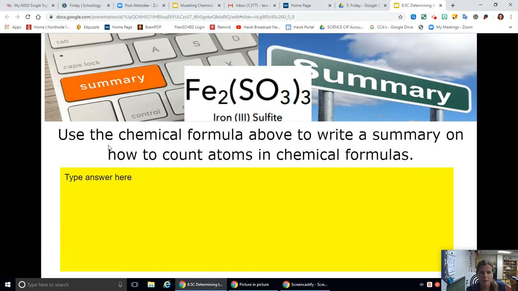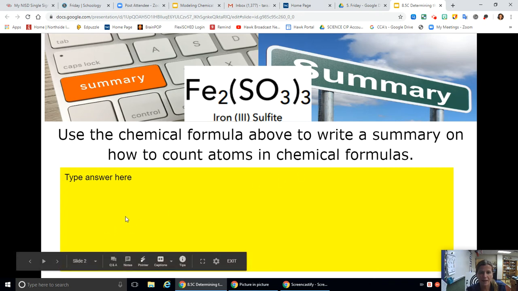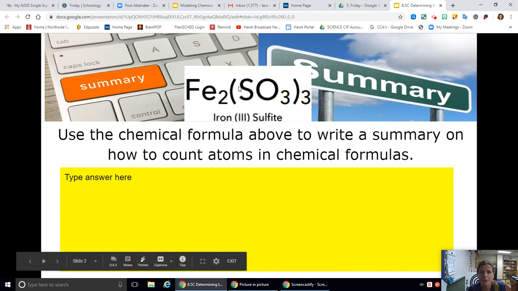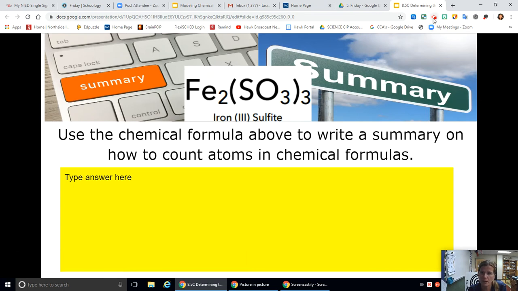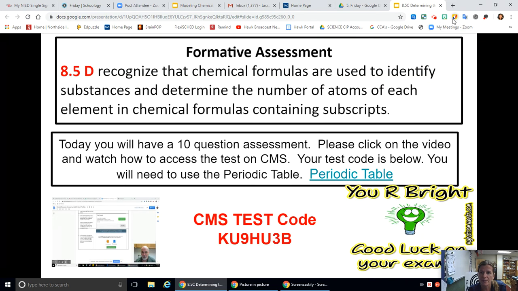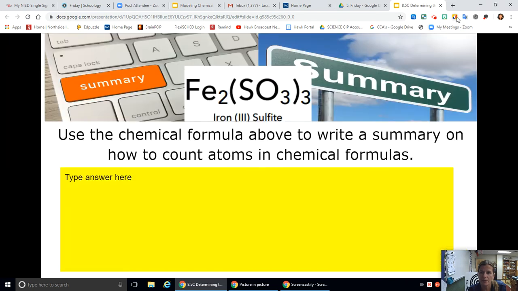All right, for a summary, we're going to use the chemical formula above to write a summary on how to count atoms in chemical formulas. So I will have a discussion on how to count atoms, and then you can type your discussion, your summary here. So looking at this chemical formula, the first thing you want to do is look for capital letters. Every capital letter signifies an element.